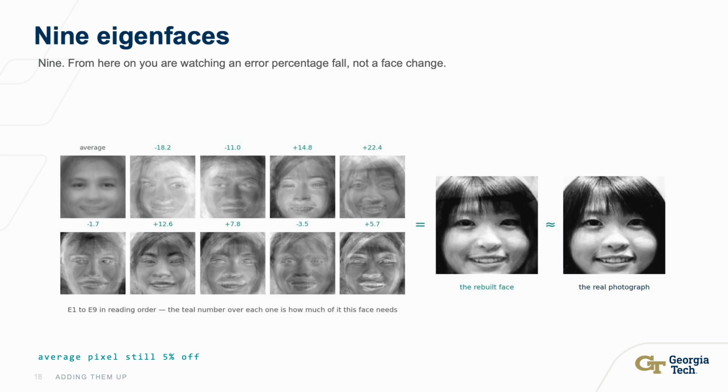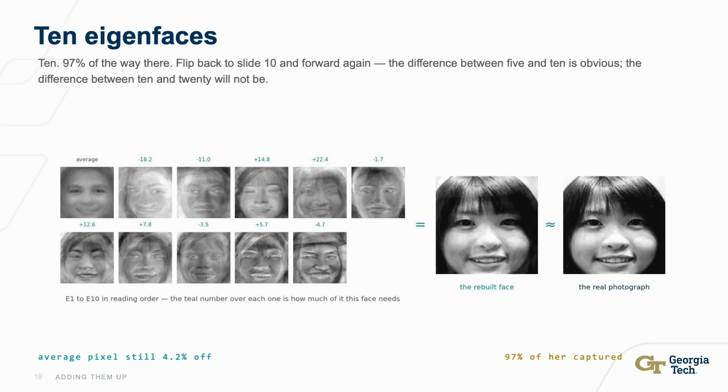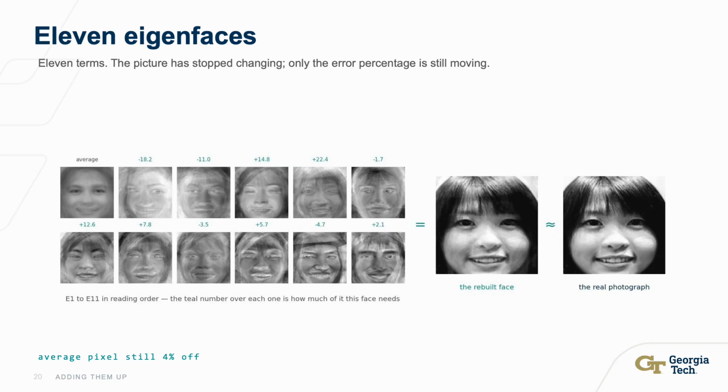9. From here you are watching a number fall, not a face change. 10. 97% of the way there. Flip back in your head to the 4 eigenface frame and compare. Then you compare 10 with what is about to come. The difference between the 5 and 10 is obvious. The difference between 10 and 20 is going to be almost invisible.